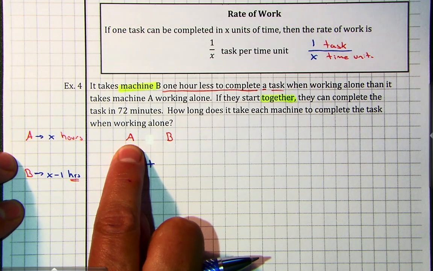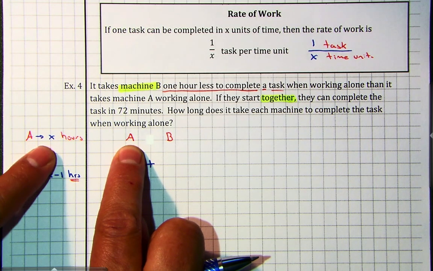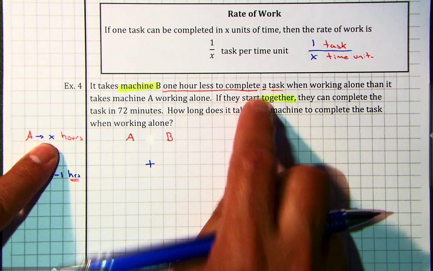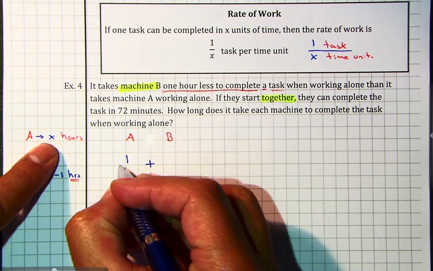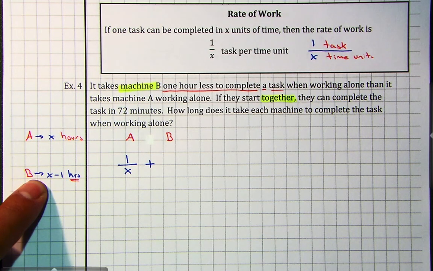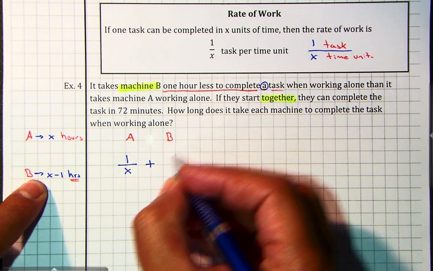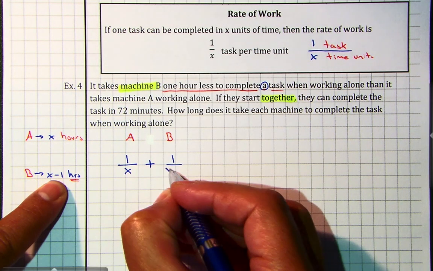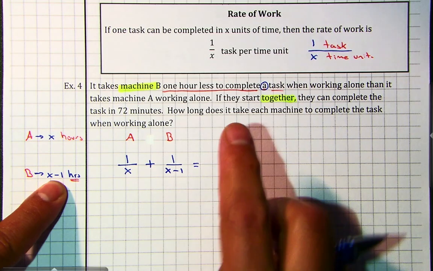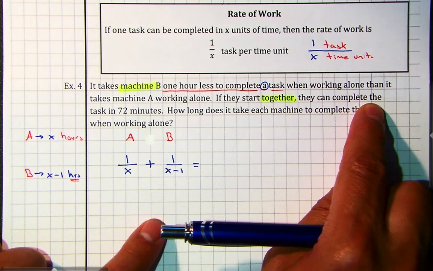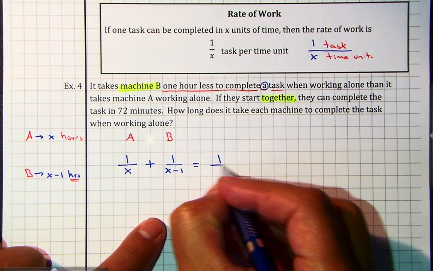Machine A takes X hours. How many tasks? 1 task. So that'll be 1 task every X hours. Machine A will get it done. Machine B completes 1 task, and it will take 1 hour less, so it's X minus 1. If they start working together, so that'll be a plus, they can complete that task. How many tasks? 1. How long will it take?